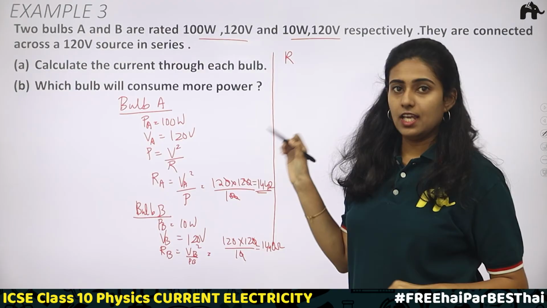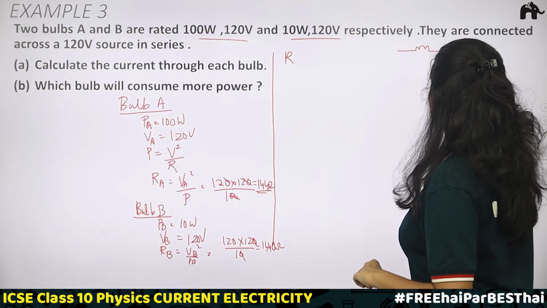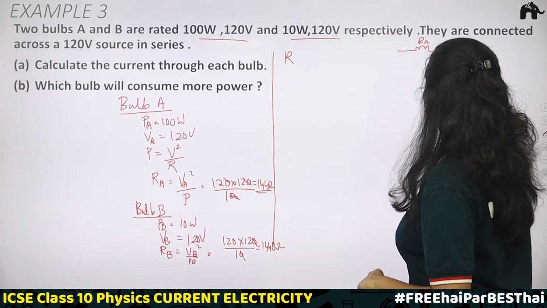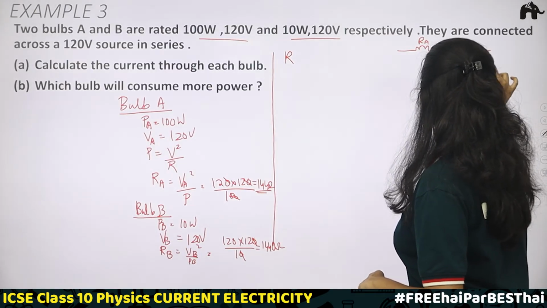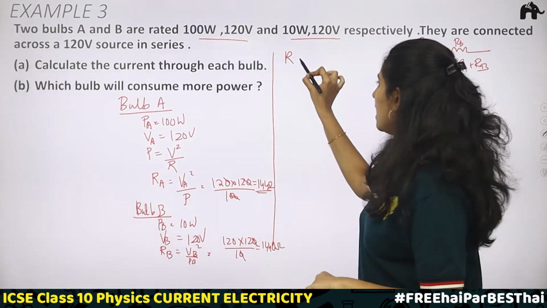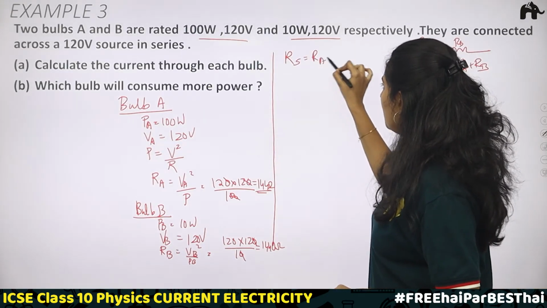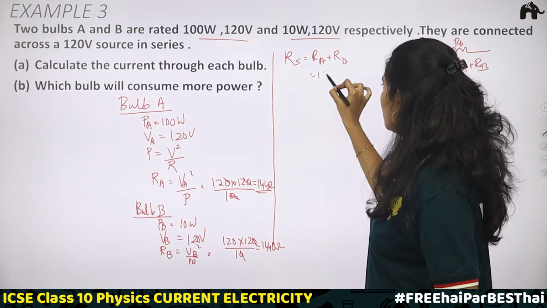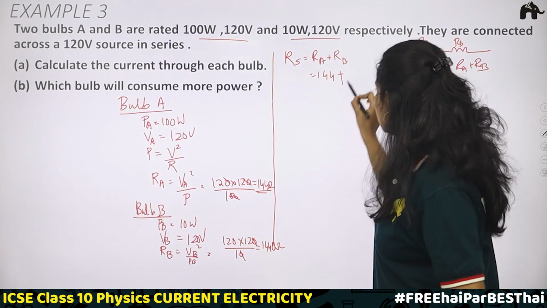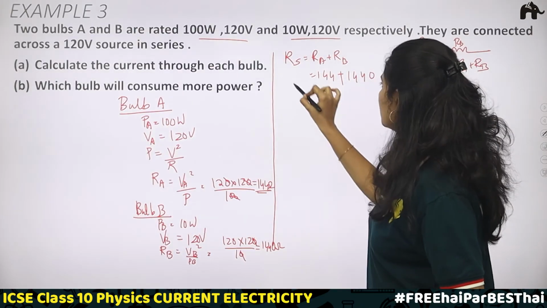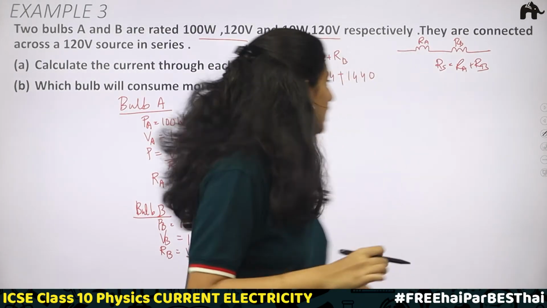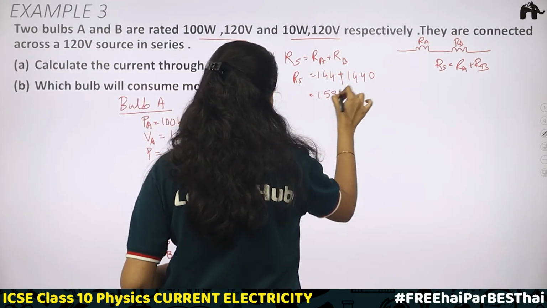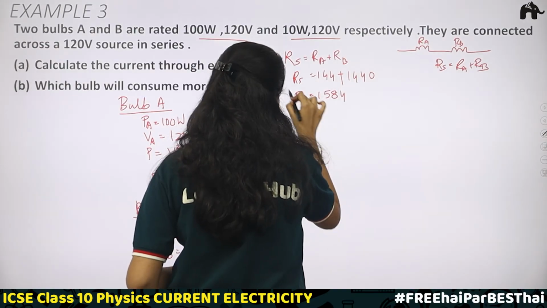Now what is the total resistance? This is a series connection. In series connection, the total resistance RS will be RA plus RB. Now put the values. RA is 144 plus RB is 1440. When you add them, you will get 1584. So this is the total resistance.